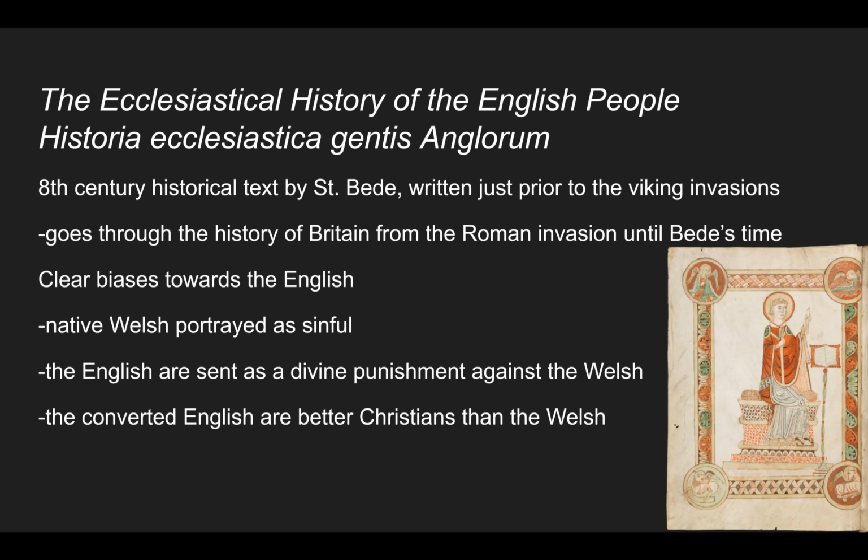And then once they become converted to Christianity, unlike those Welshmen who are out being sinful, it portrays the English conversion as very good and in a particularly positive light on Oswald, the king and saint in Northumbria. So again, it's using this religious history as a way to justify the current political order where the English are the dominant faction in Britain, and definitely in Britain outside of Scotland.